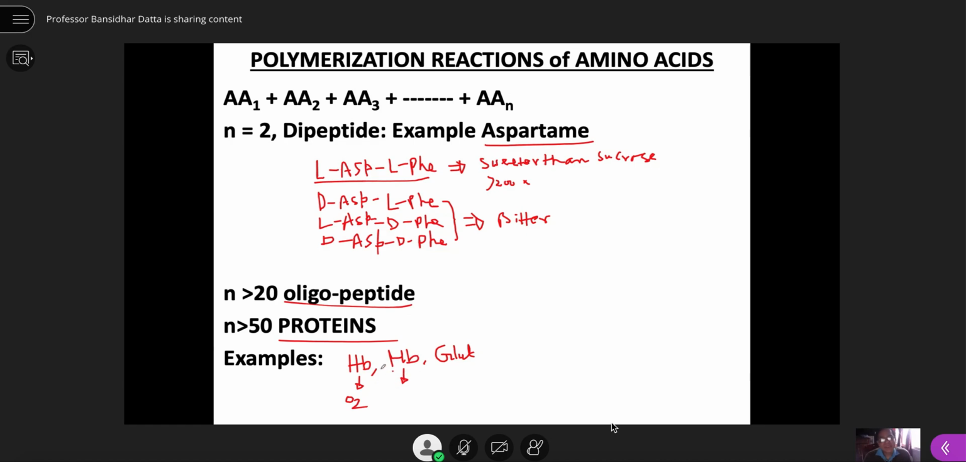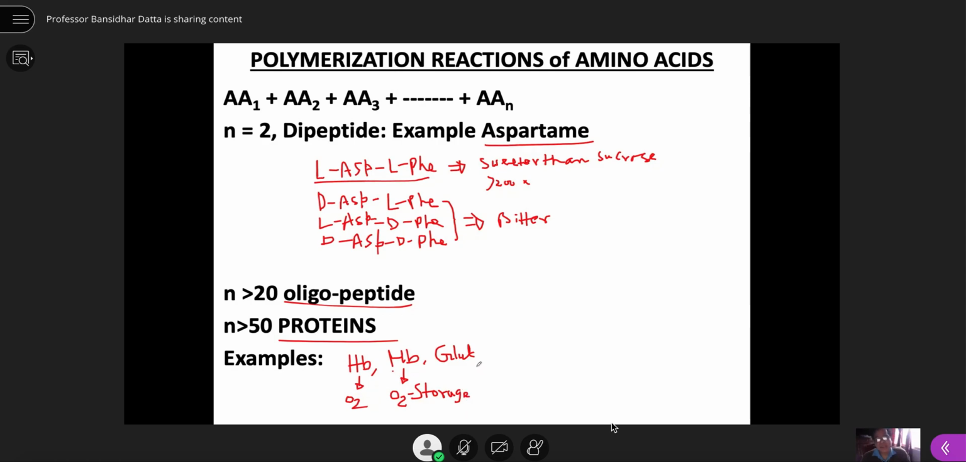Let's say MB, hemoglobin HB, myoglobin MB. What's the function of myoglobin? Oxygen storage in the muscles. Thank you. So oxygen storage in muscles. Please write down. This is a very important function.